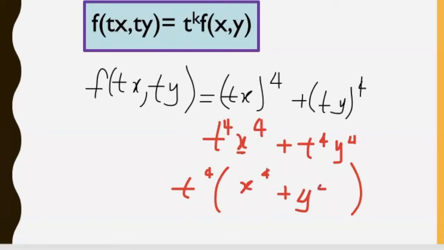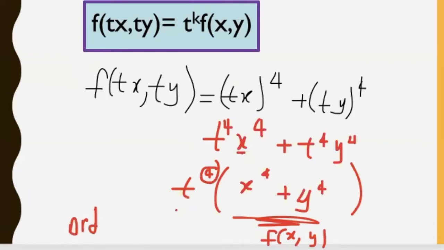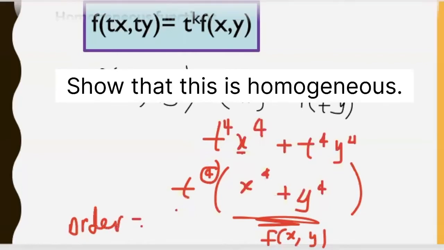So what we're saying is that when you factor out t raised to some power, if the bracket has the original function, which is f of xy, then we can say it is indeed homogeneous. And the 4 represents the order, or we like to say degree. So the order is 4, or the degree is equal to 4.